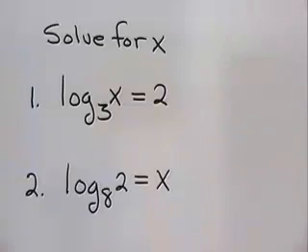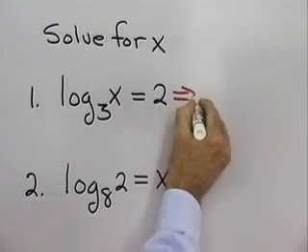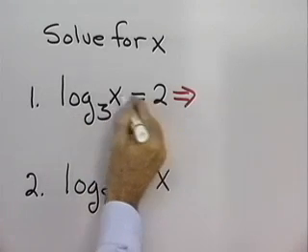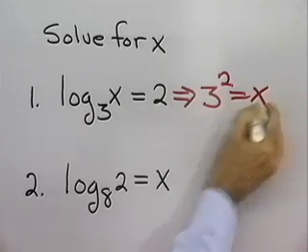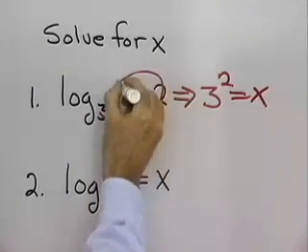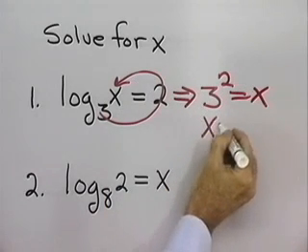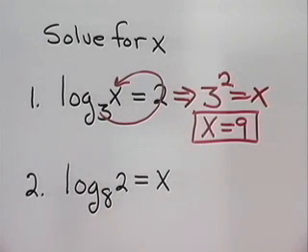Here's some more problems. Let's solve for x. I have log base 3 of x is equal to 2. I'm not as familiar with logarithmic form, so I'm going to change this into exponential form. This is equivalent to 3 to the 2 is equal to x. 3 to the second power is equal to x. So it's always this base to this exponent is equal to this number. 3 to the 2 is equal to x means that x is equal to 9. So that's a pretty simple equation to solve once I put it in exponential form.